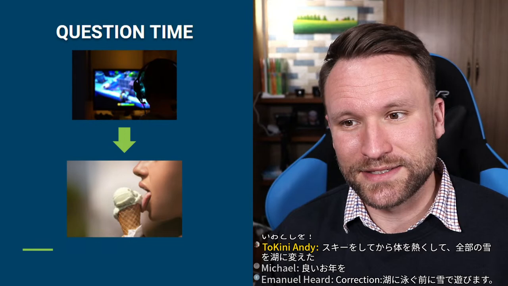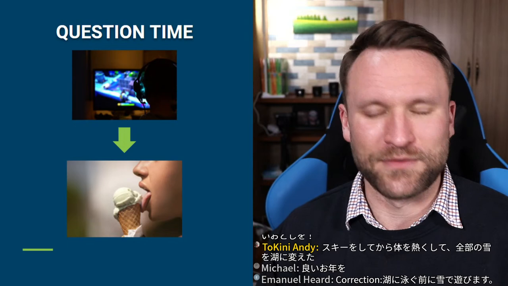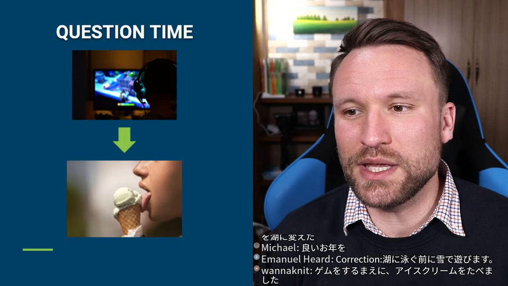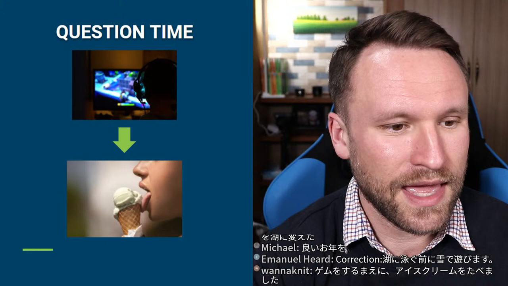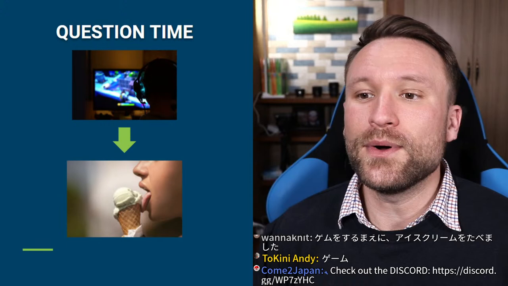Correction! 湖に泳ぐ前に雪で遊びます。Perfect. Nice. Excellent. ゲームをする前にアイスクリームを食べました。いいですね。So you make that ゲー longer. ゲームをする前にアイスクリームを食べました。Perfect.